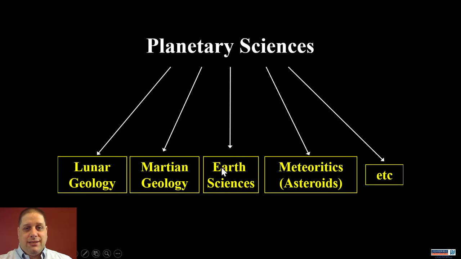So the planetary sciences, of which the Earth sciences is one, look at a lot of different objects and things in our solar system. So we might have people that work on lunar geology, the geology of Mars, the study of meteorites, which is called meteoritics, not meteorology. That would be the study of weather. And there are lots of other different fields of science that make up planetary sciences. So our department is focused on the study of the Earth as one of the planetary sciences.